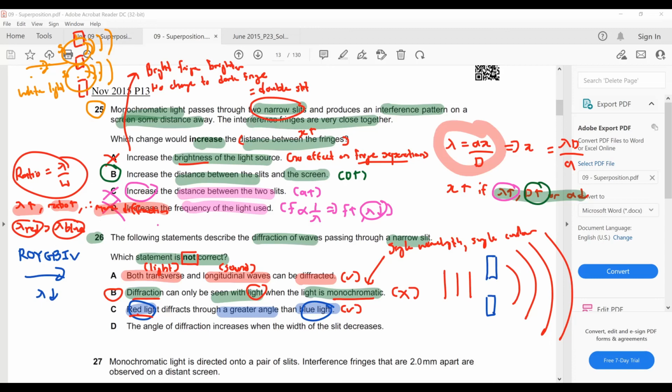Okay, then after that, if you look at the last statement, the angle of diffraction increases when the width of the slit decreases. You again can use this one. The ratio is lambda over W. They're saying the width of the slit decreases, right? So if width decreases, ratio increases, therefore diffraction increases. So this one is also correct.